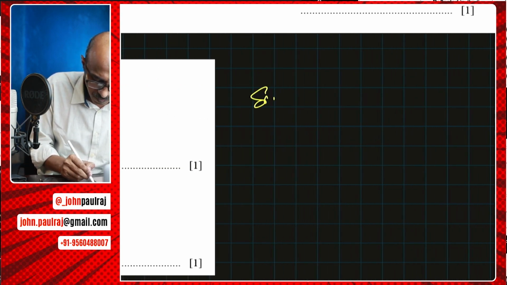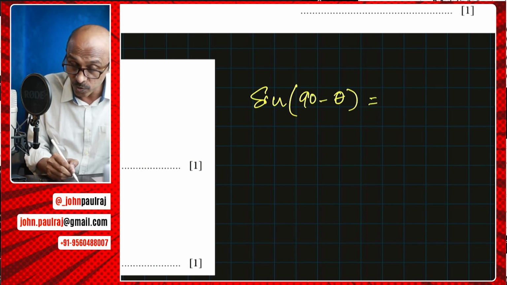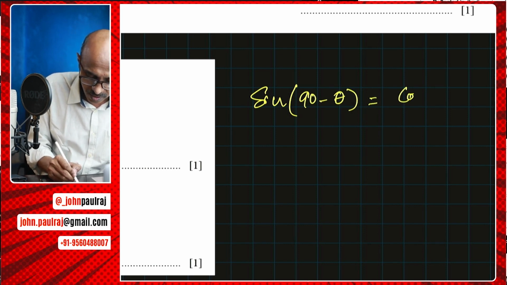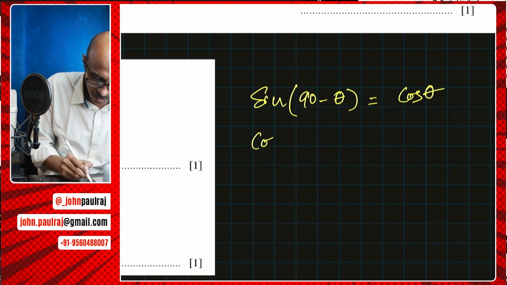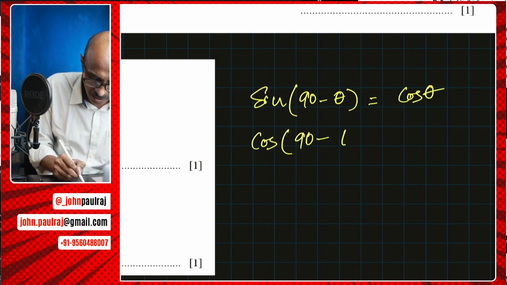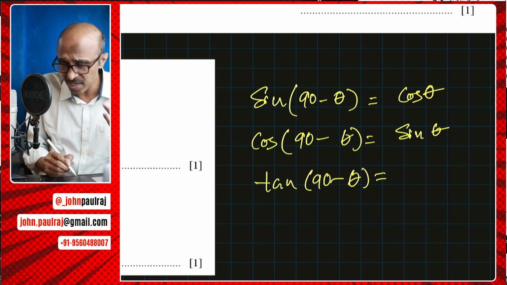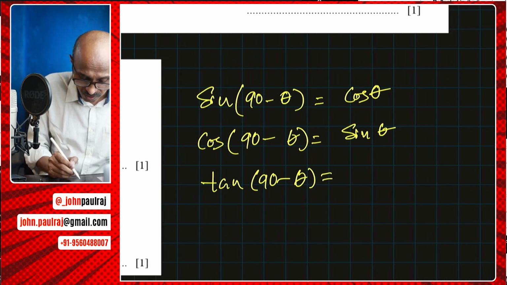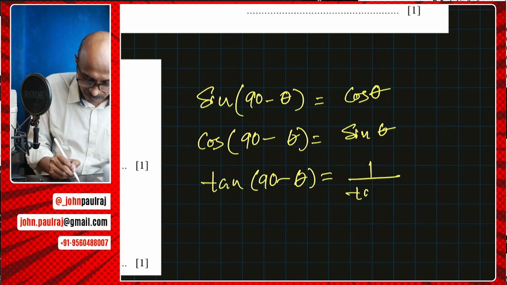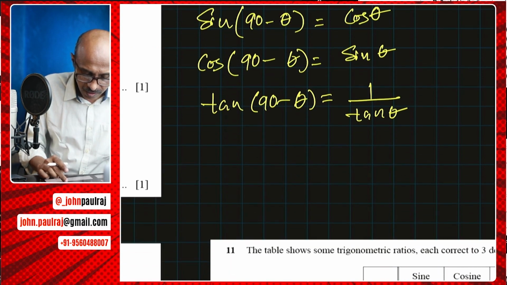So it's sine of 90 minus theta, theta being an acute angle, which is cosine of theta, and cosine of 90 minus theta would be sine of theta. Tan of 90 minus theta is actually cotangent, but that term is not there in the IGCSE 0607. We'll write it as 1 over tan.